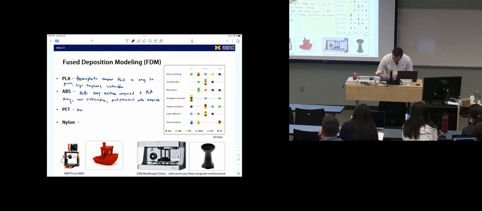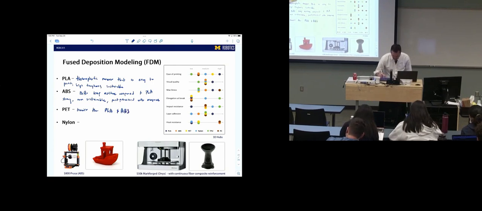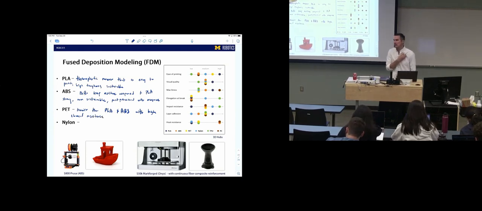PET is heavier than PLA, than ABS, but it has high chemical resistance. So you can see some people might care about that, it has some uses.